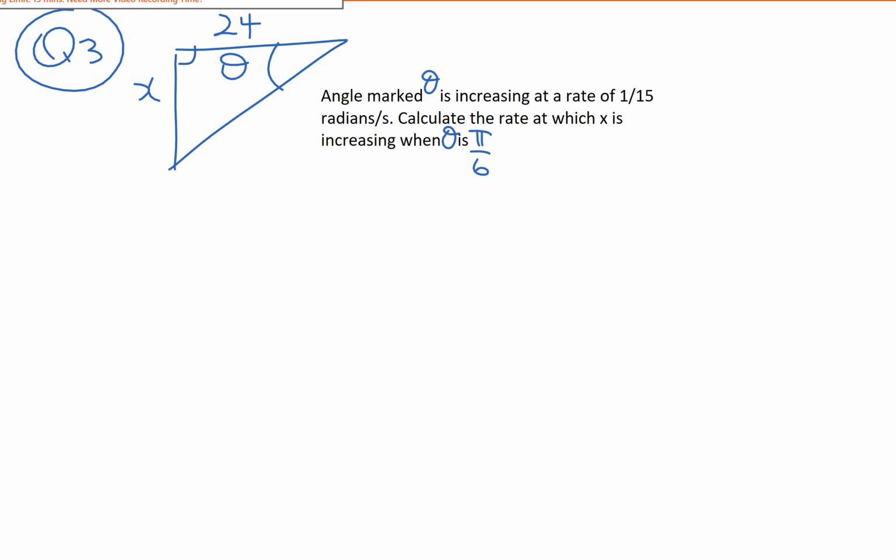There is the little picture. You're trying to find: angle theta is increasing at a rate of 1/15 radians per second. Calculate the rate at which x is increasing when theta is pi over 6.